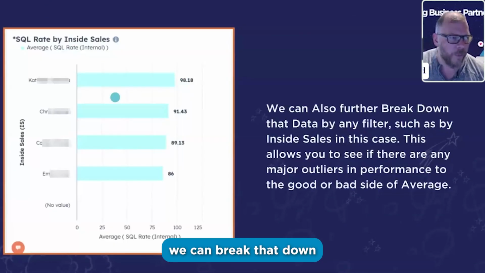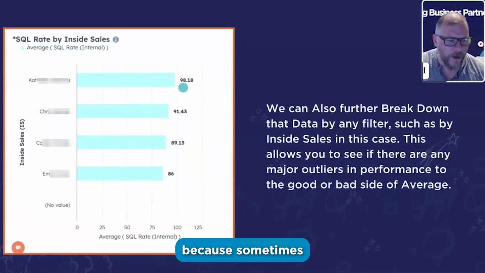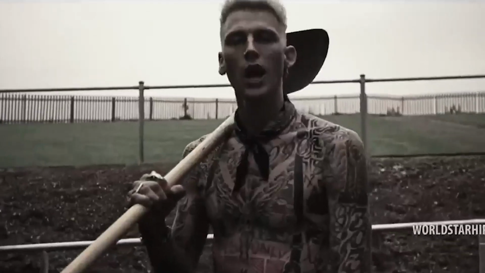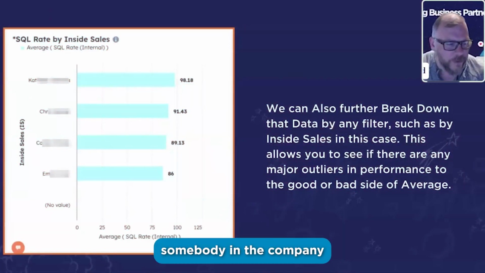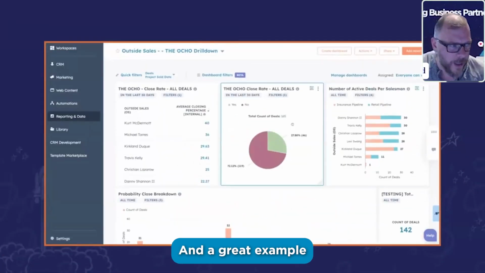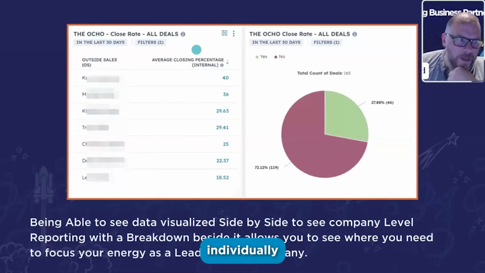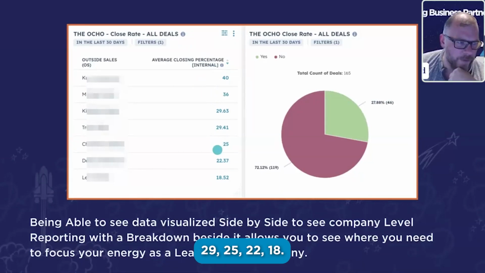But then, yes, we can break that down by inside sales to see, is somebody doing anything better? Because sometimes you want to know, do we need to take somebody out behind the woodshed? Or is there somebody in the company who's doing a great job and we want to figure out what are they doing? And a great example of that comes on this next one, which is where we looked at the close rate individually of our sales team. So we had 41%, 40, 36, 29, 29, 25, 22, 18.